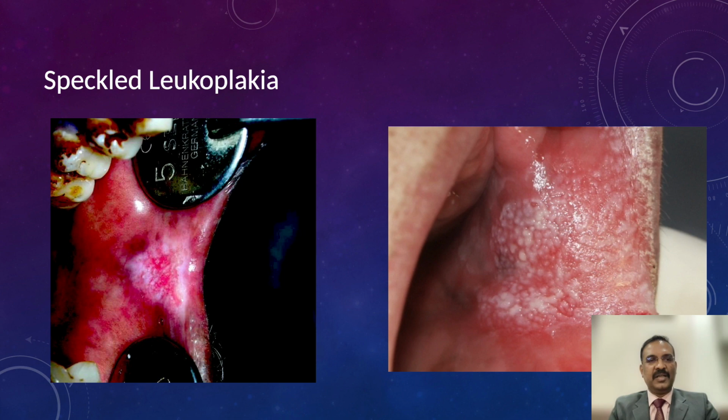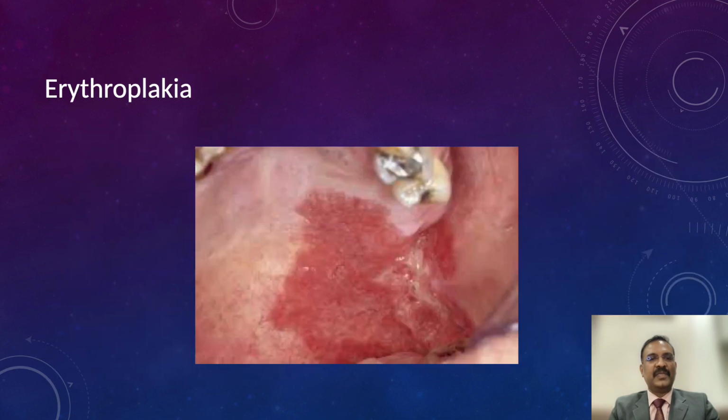Erythroplakia is much rarer, but it is characterized as being completely red, devoid of white areas. This is said to be due to the absence of keratin in the surface epithelium.